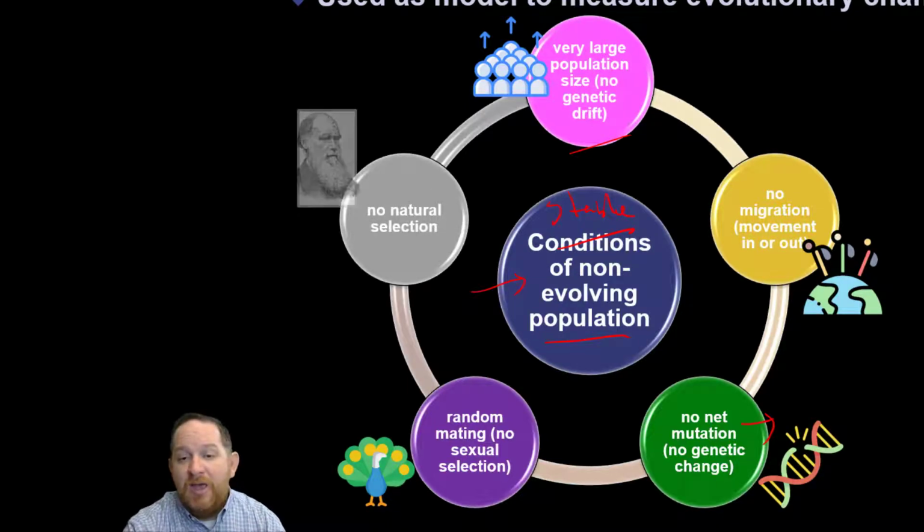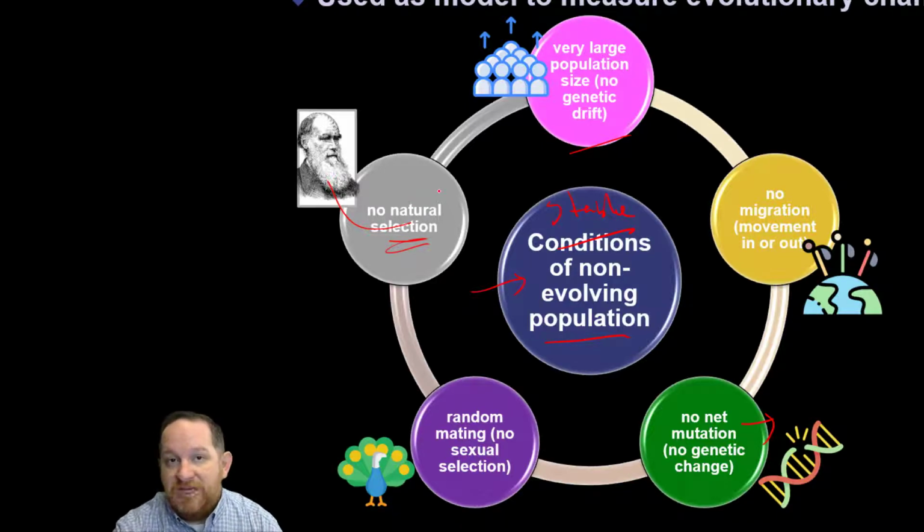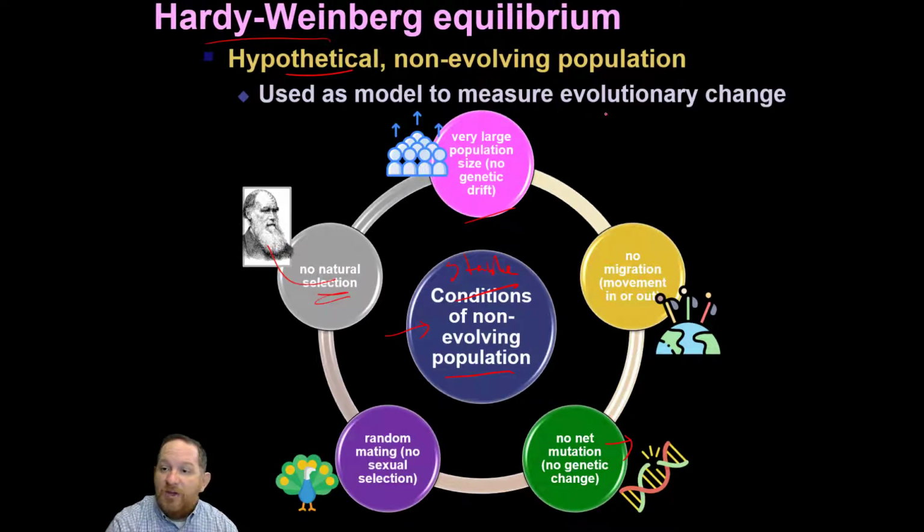And then finally, as Darwin would tell us, there can be no natural selection in this example, right? Darwin, of course, was all about natural selection. But in a Hardy-Weinberg equilibrium example, no natural selection can be taking place. So these are all the rules. These are all of the conditions that must be present for us to be able to do these math problems so that we can measure evolutionary change. Now, as I mentioned, these are seldom all present, right? So this is a hypothetical example to help us model some evolutionary change.